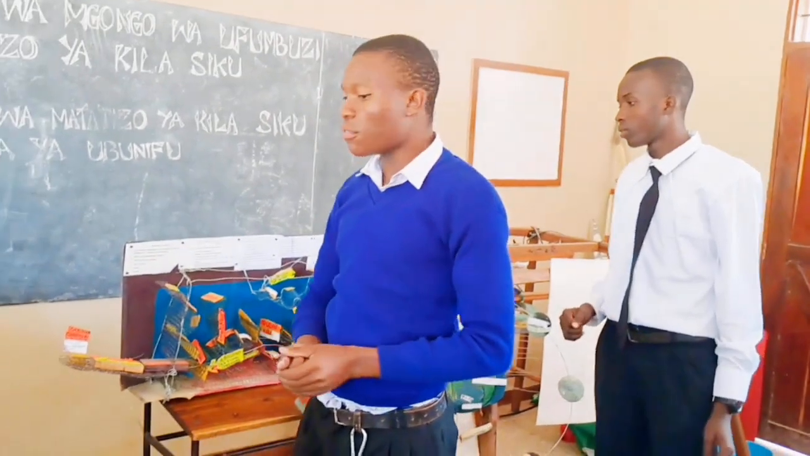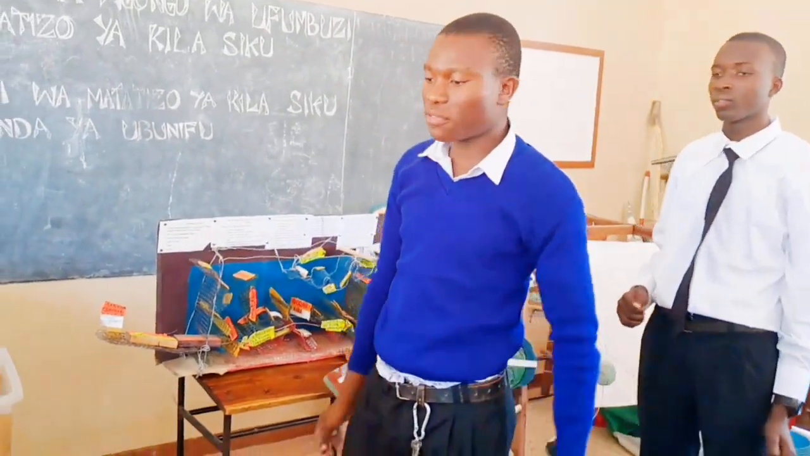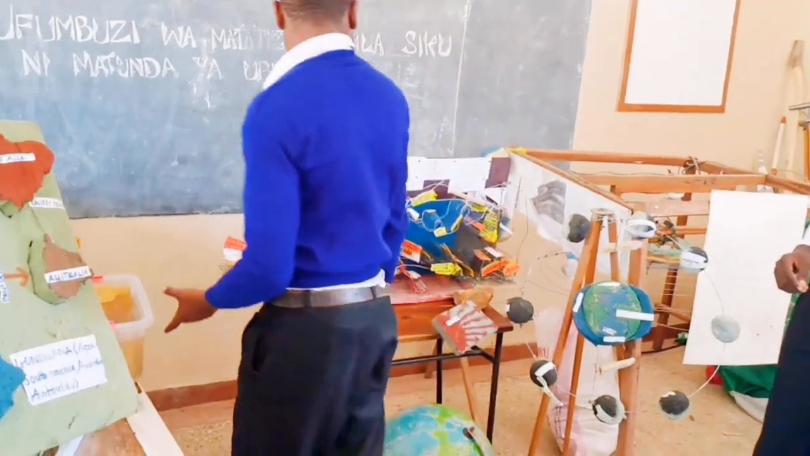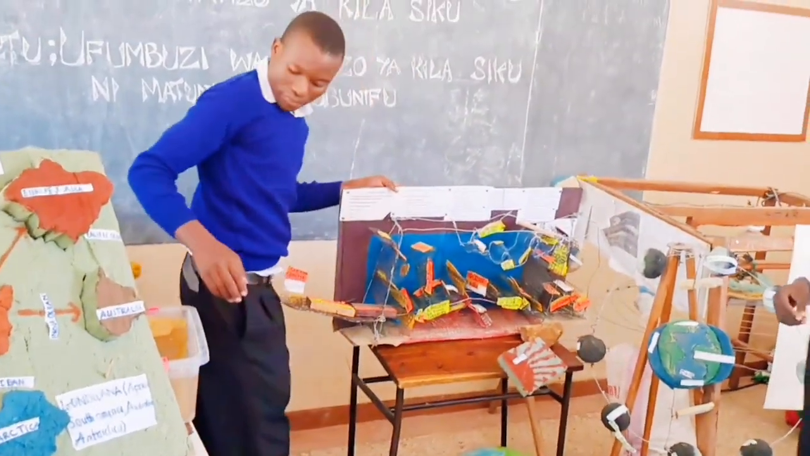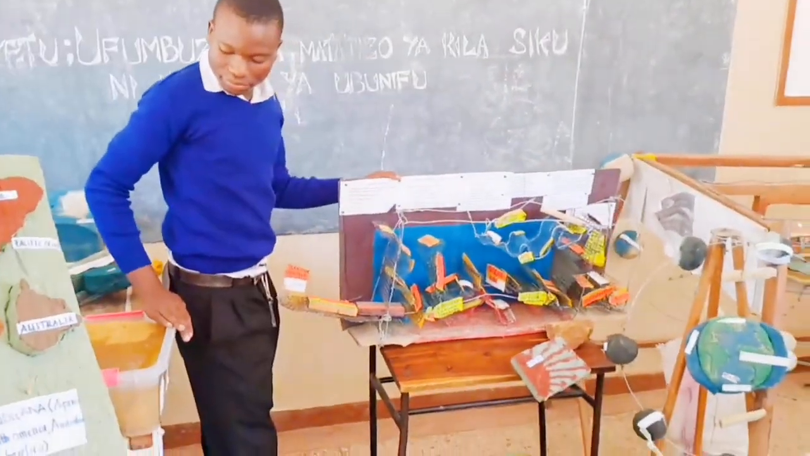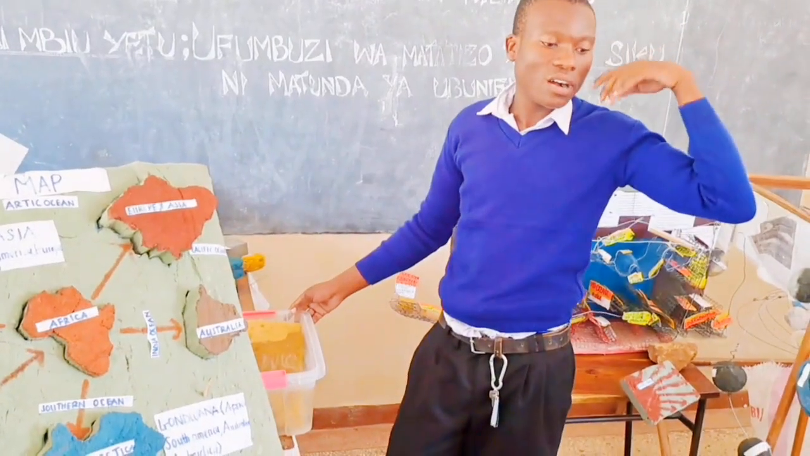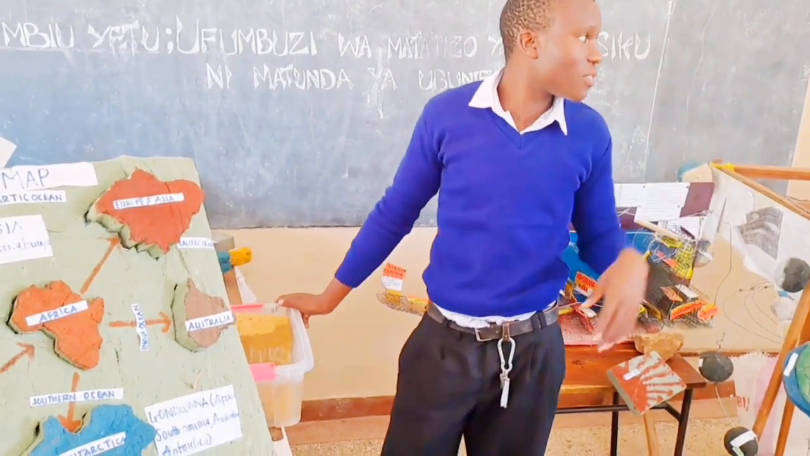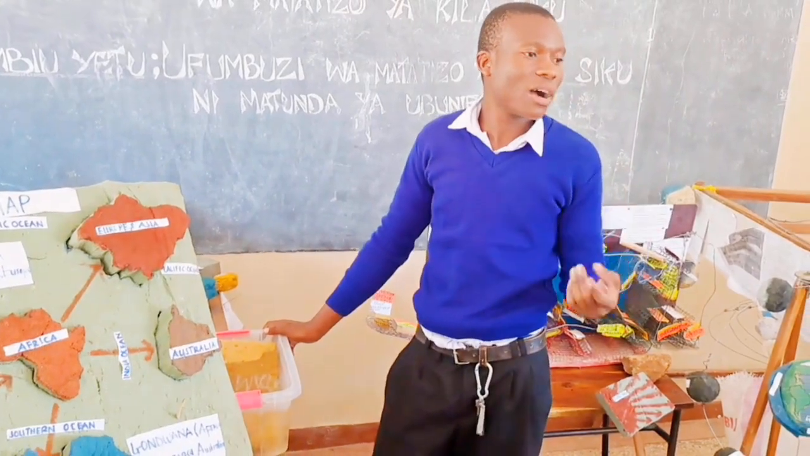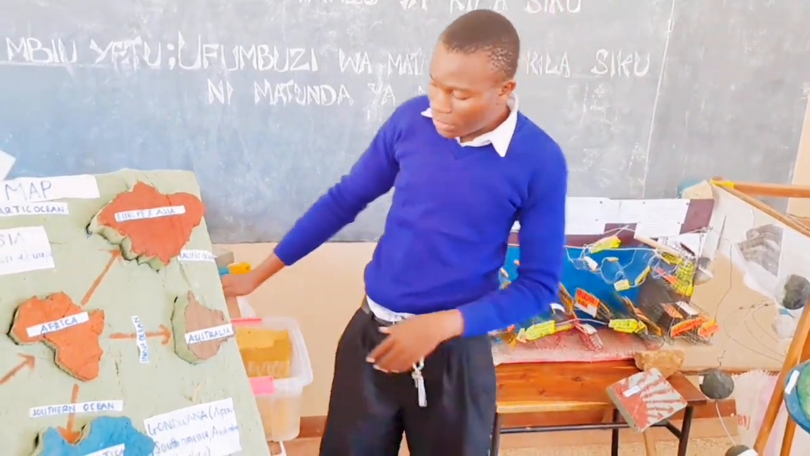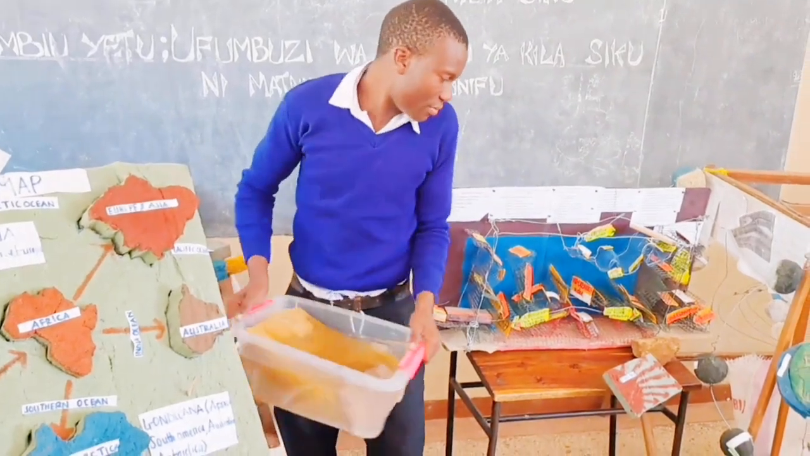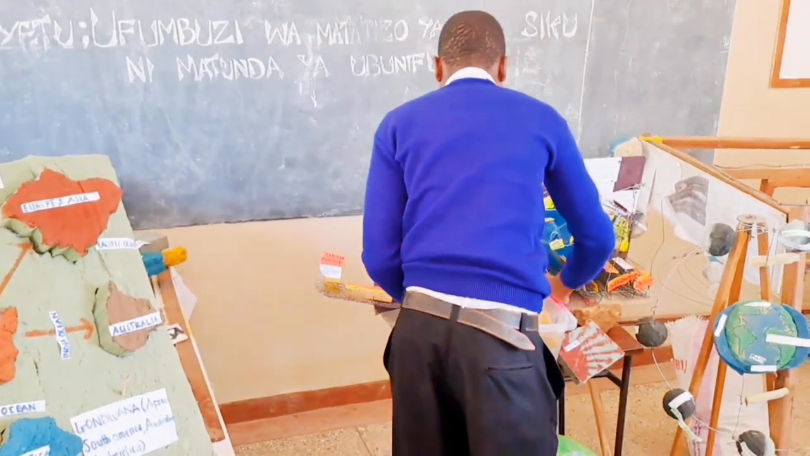Another cause we have is convection and heat transfer. We are going to use these two models, starting with the three internal structures of the Earth. We have the crust, mantle, and the core. So this one, let me put it here so that everyone can understand.